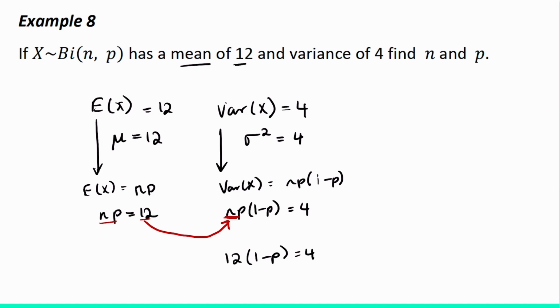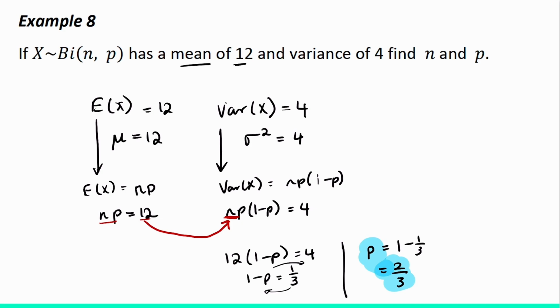I'm going to go ahead and divide now by 12. So 1 minus p is going to be 1/3. And then what I can do is take the p over to this side to make it positive and the 1/3 over to this side. So p is equal to 1 minus 1/3, which is 2/3. So my probability of success is going to be 2/3.